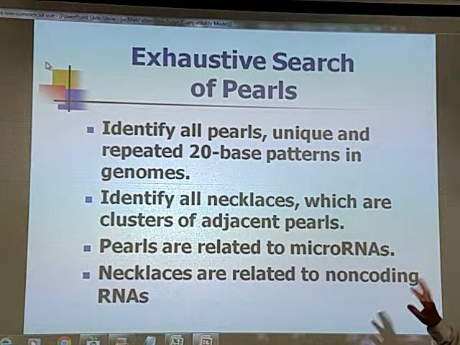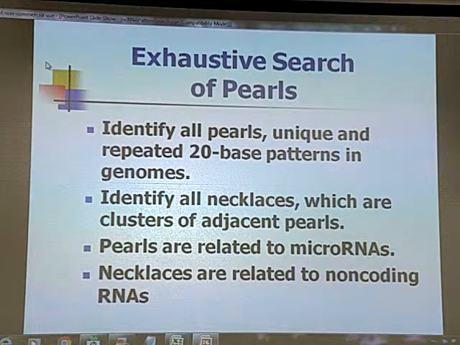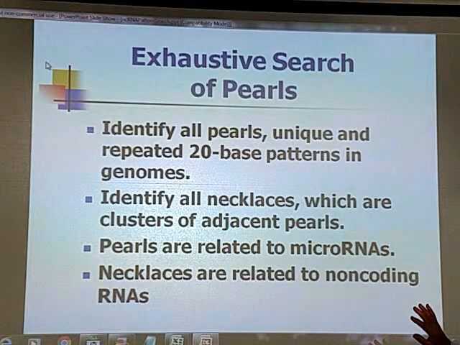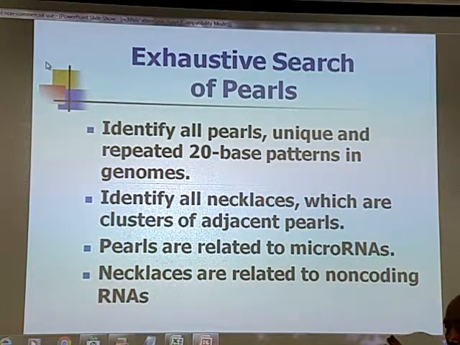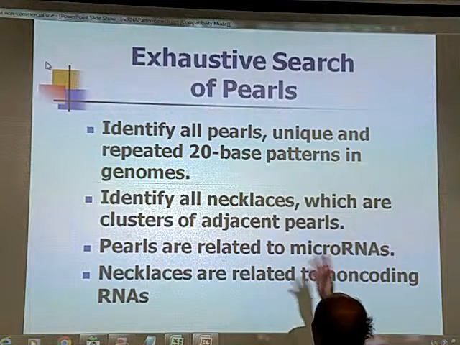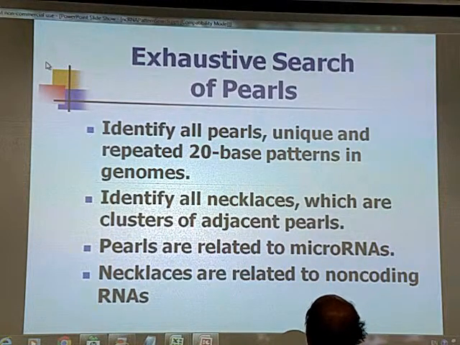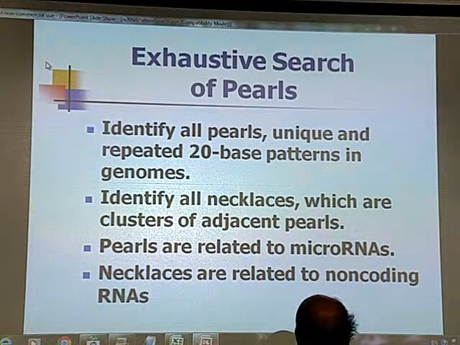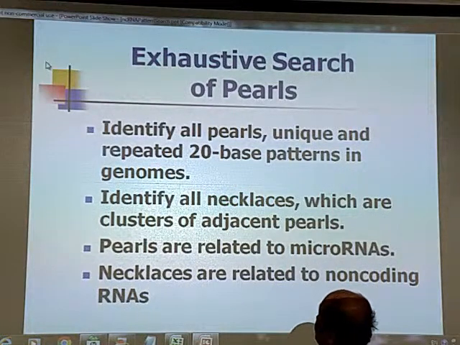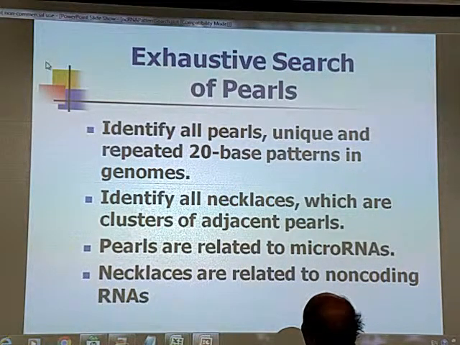So I have some old slides. You might have seen them. I would search for pairs, and the pairs are repeated 20 base patterns. And I try to identify all pairs that are unique and repeated.